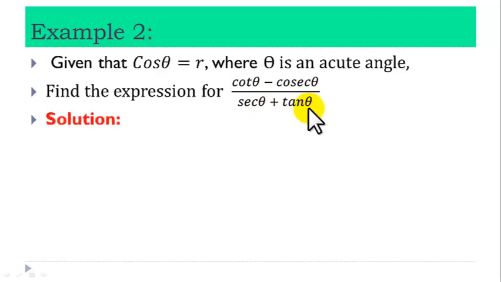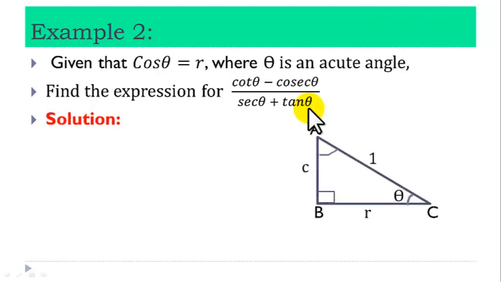Solution. Let us draw our right angle triangle ABC with angle ACB equal to theta. We write cos theta as r over 1, where r is the adjacent side and 1 is the hypotenuse side. That is, BC is equal to r and AC is equal to 1. Then by Pythagoras theorem, we can obtain the side AB. That is, c squared is equal to 1 squared minus r squared. That is 1 minus r squared.